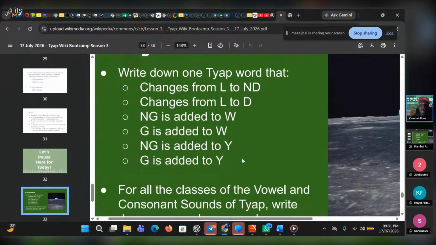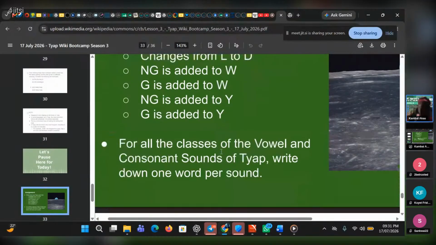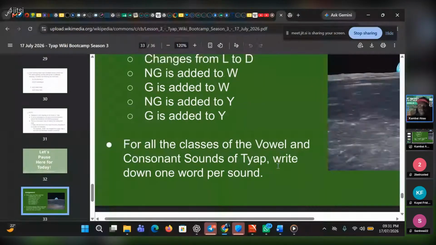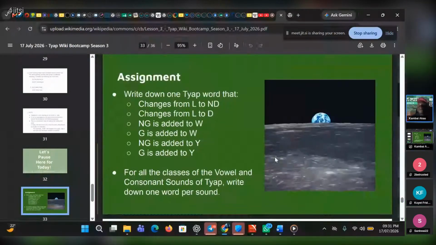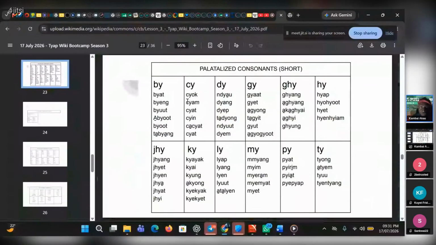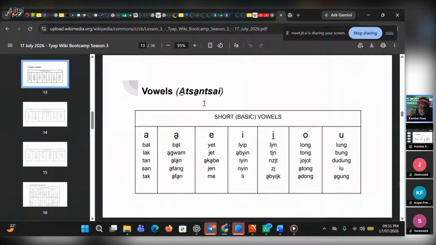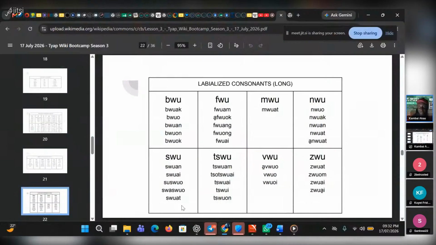And then for all the classes of the vowels and consonants of the Tyap language, write down one word. In other words, in your notebook, for all these ones, give us one word outside of what is here. One word, right from the very beginning here. One word that is not here that has an A, another word that is not here already, and then up to the very last one here.